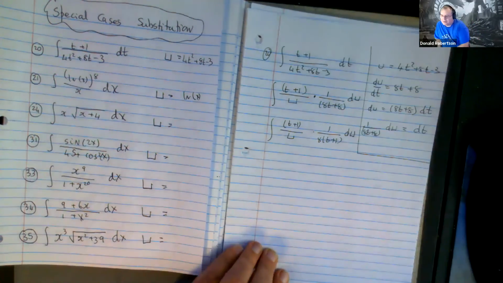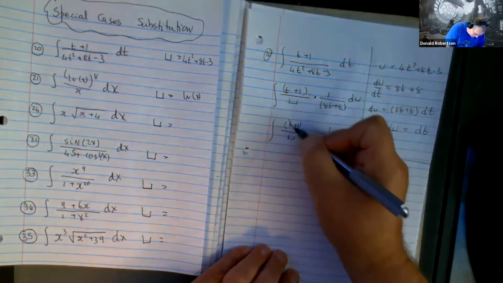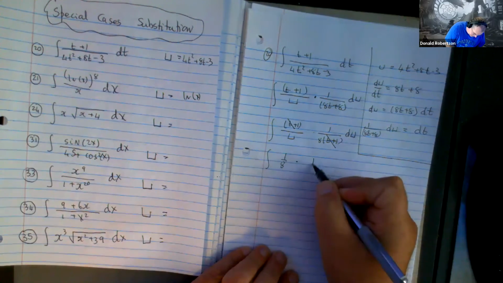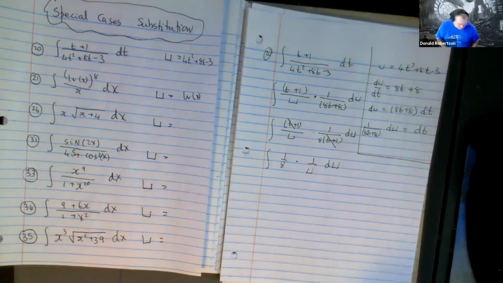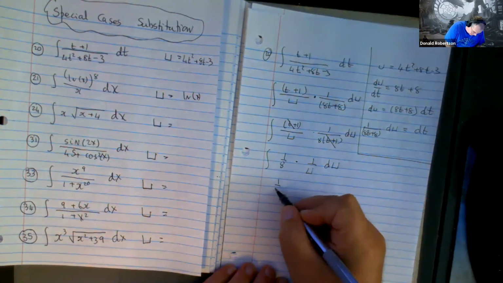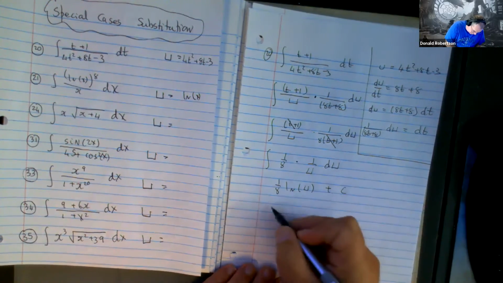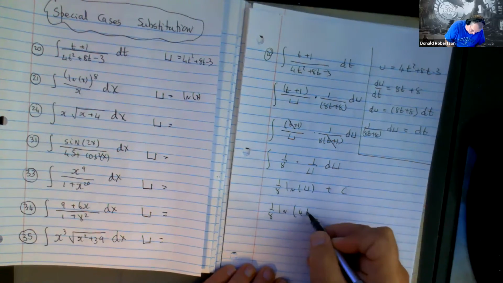Can you see why that's such a good idea? And we can cancel them. I like to write these things a little bit ugly. It helps me. I'm going to write it as 1/8 that guy. That gets me 1/8 natural log of u, and then I can just return the u back into it, in this case t's.